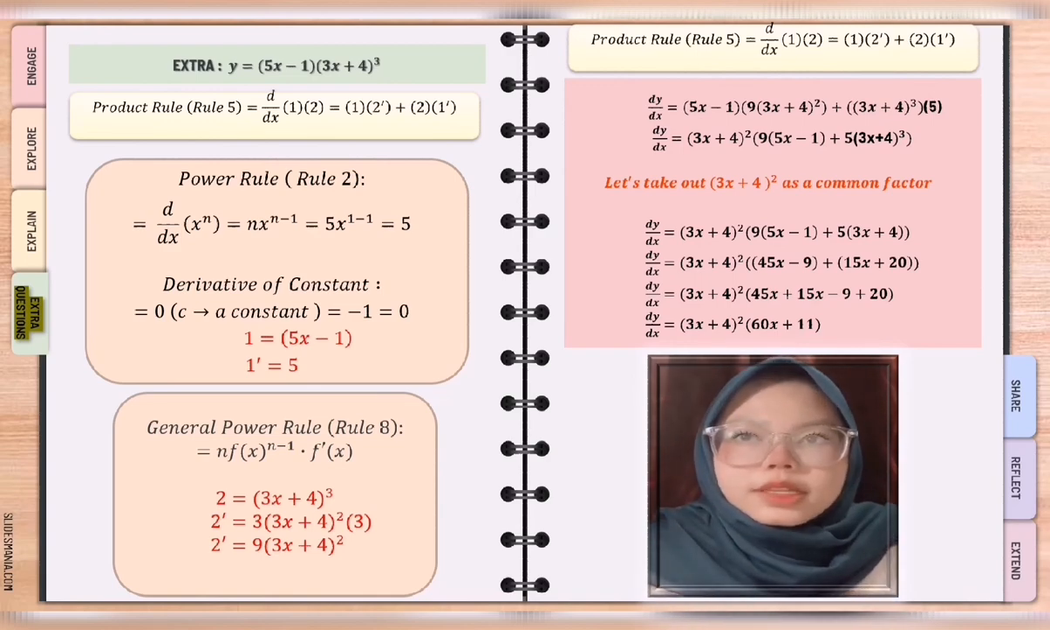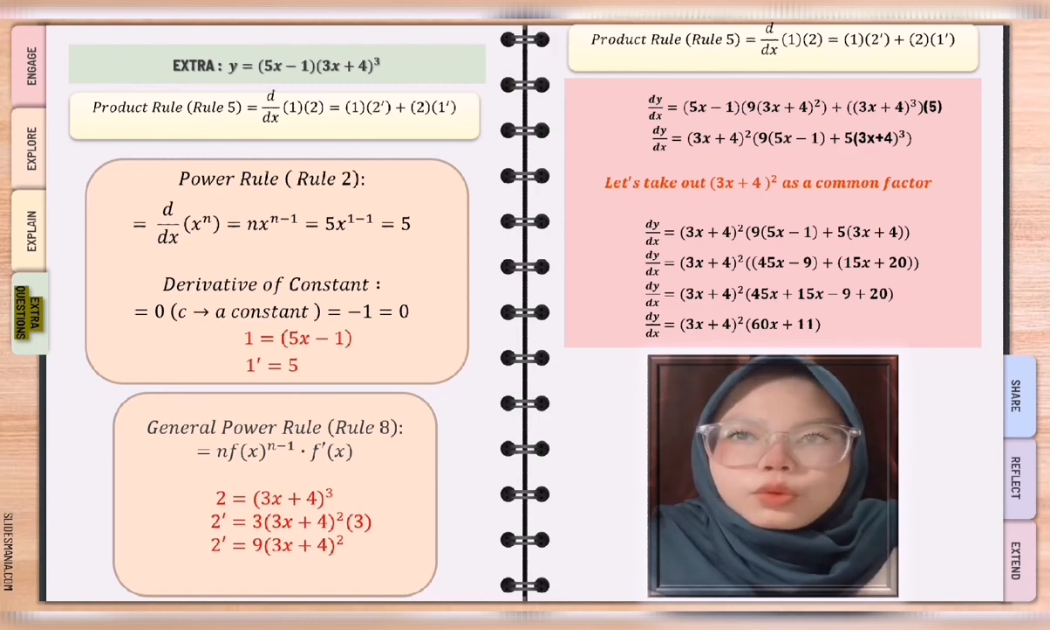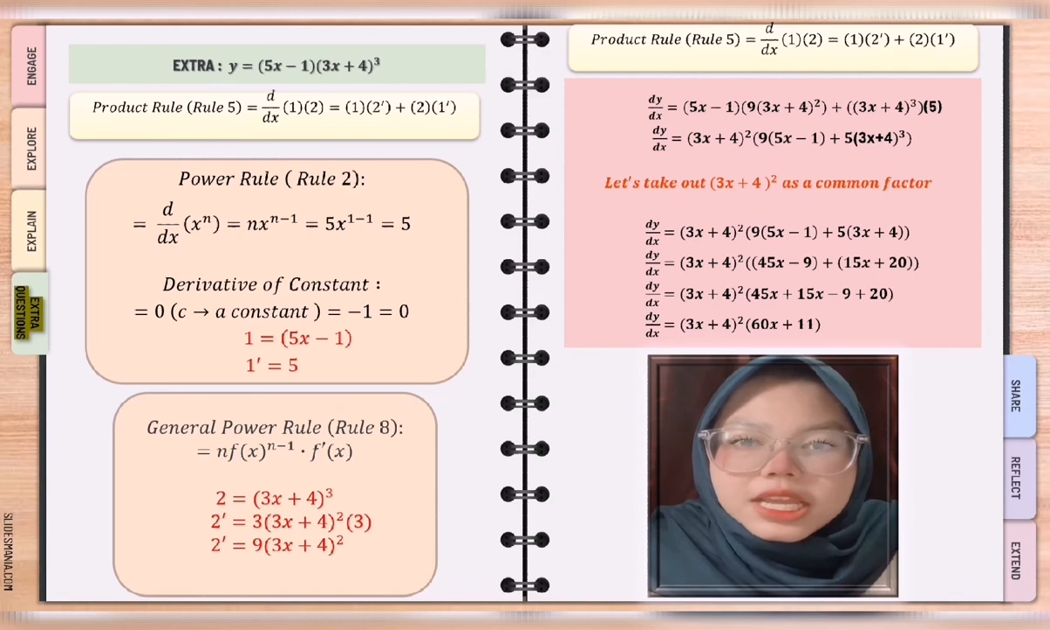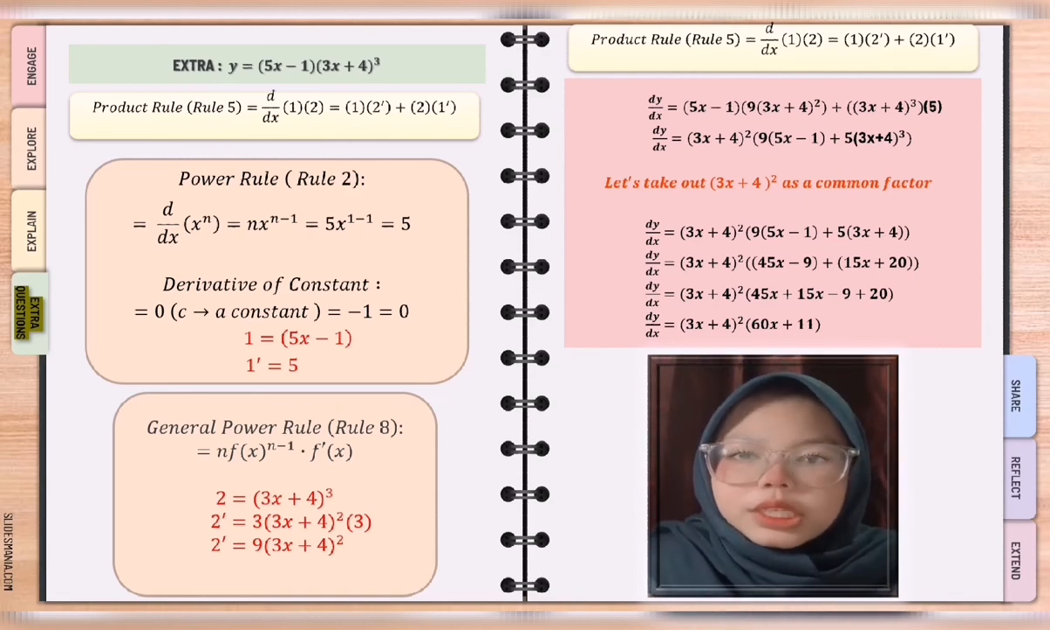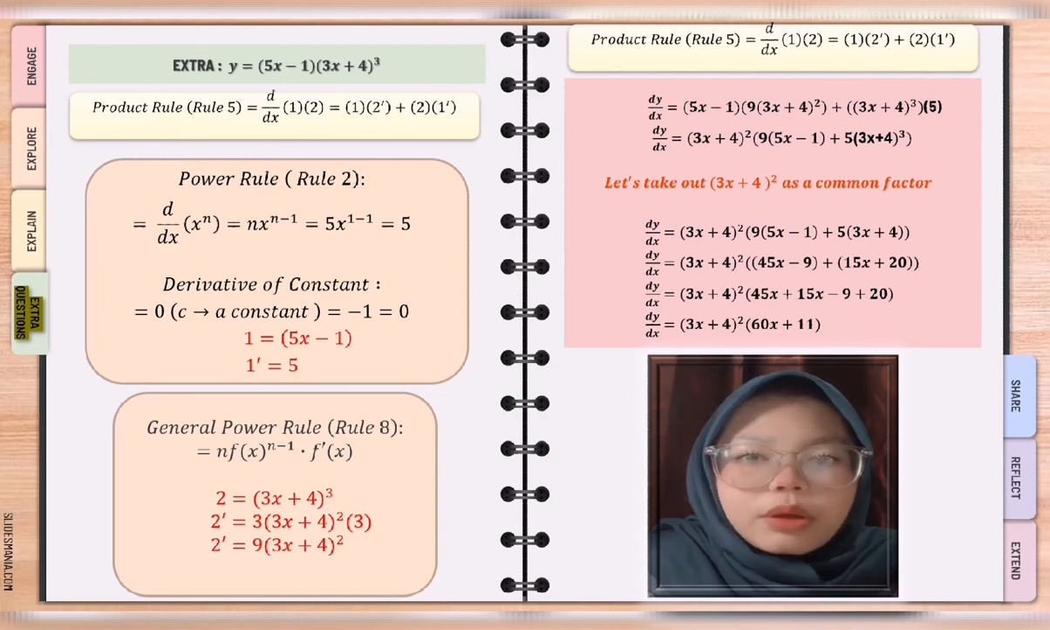Today I want to discuss an extra question, which is y equal to (5x minus 1)(3x plus 4) power of 3. For this question, the main rule is rule 5, which is the product rule, and to differentiate 5x minus 1, we will use the power rule and the derivative of constants. Then to differentiate (3x plus 4) power of 3, we will use the general power rule.